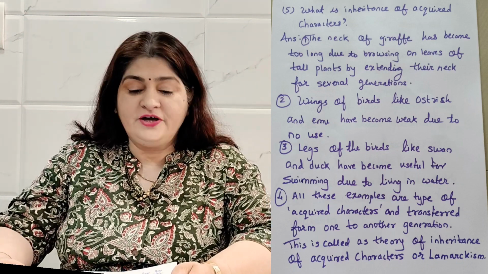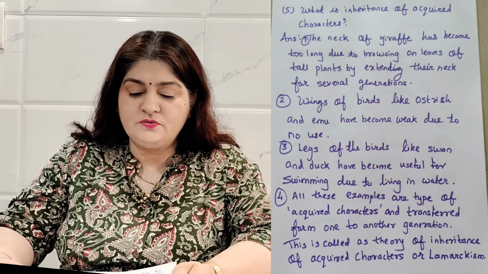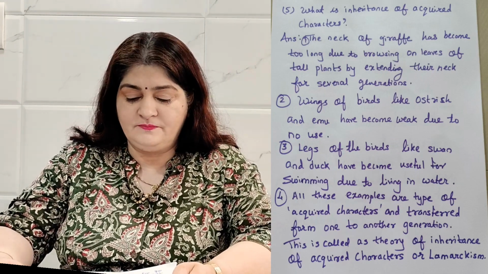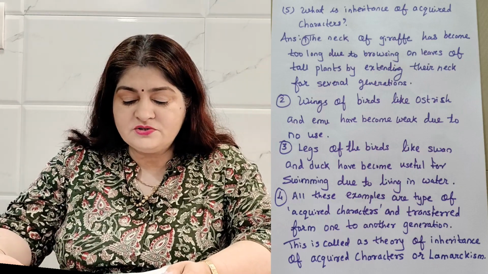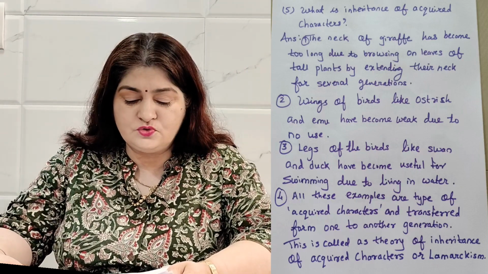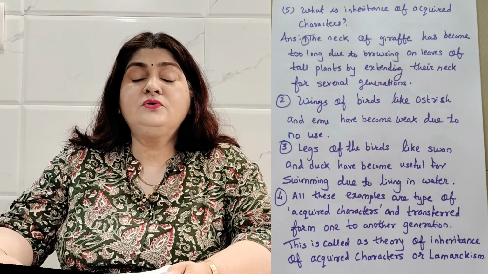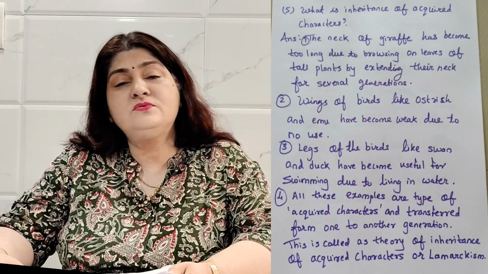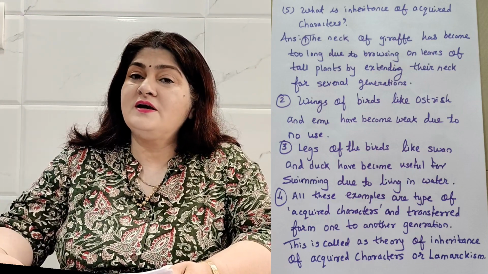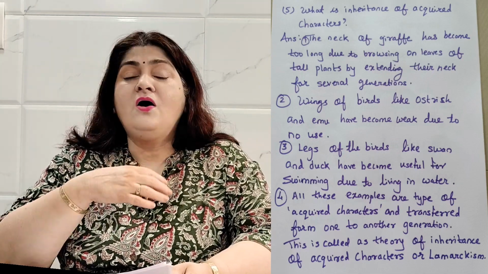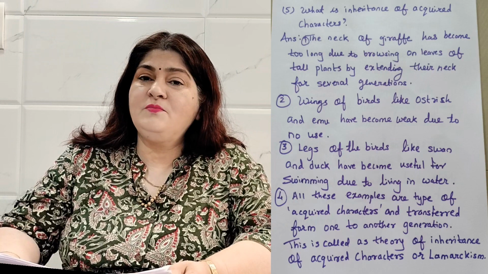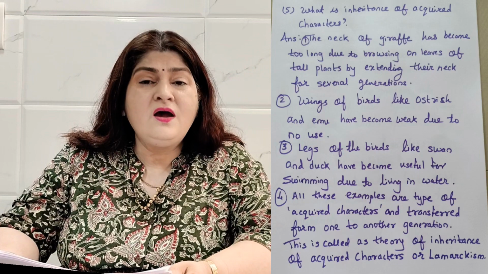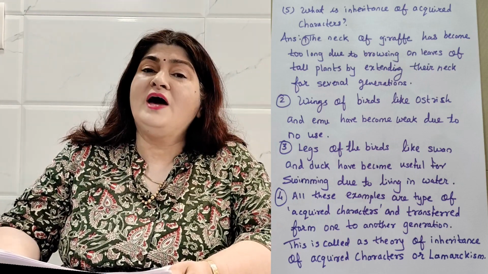The neck of the giraffe has become too long due to browsing on leaves of tall plants by extending their necks for several generations. Second, the wings of birds like ostrich and emu have become weak due to no use. Giraffe had to eat leaves of very tall trees for survival for many generations, so automatically the height of its neck increased. On the other hand, birds like ostrich and emu did not use their wings for many generations, and today they cannot fly even one foot.